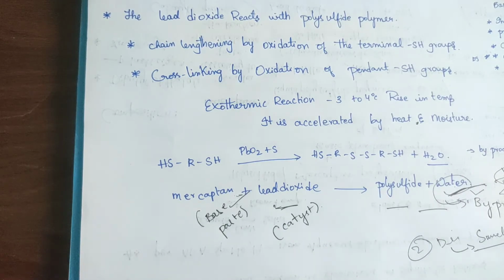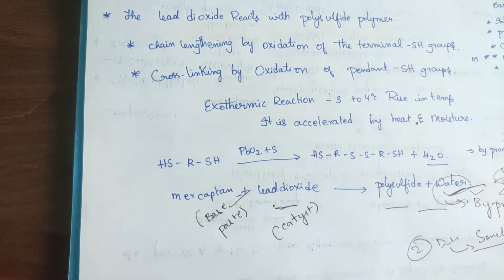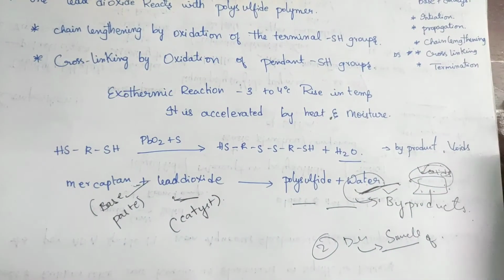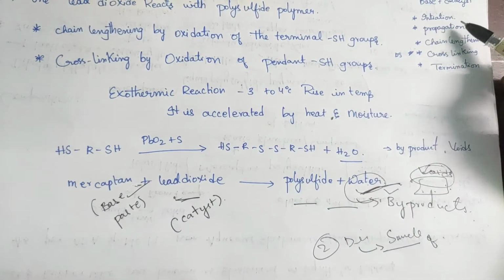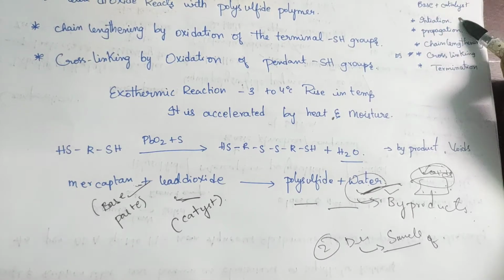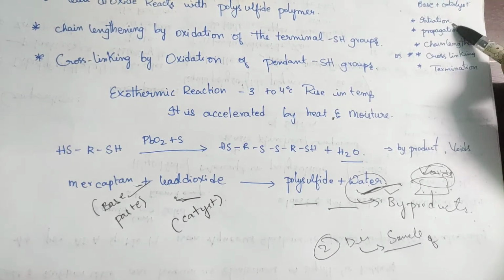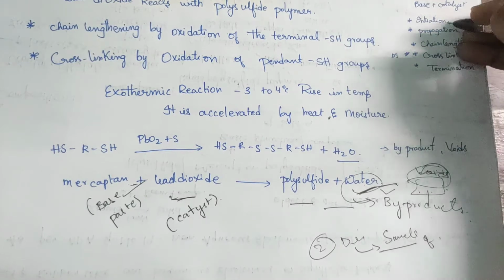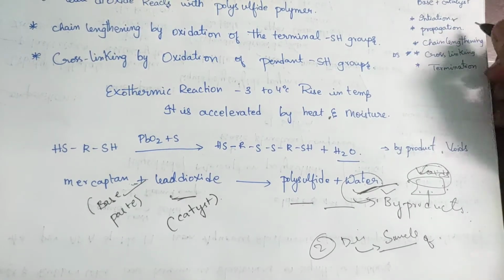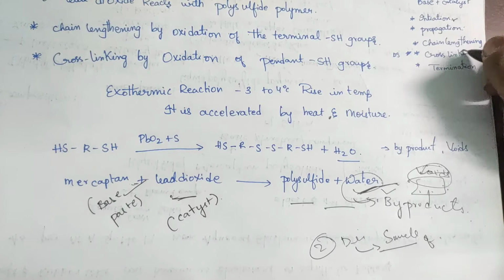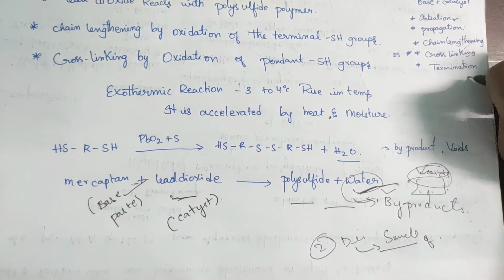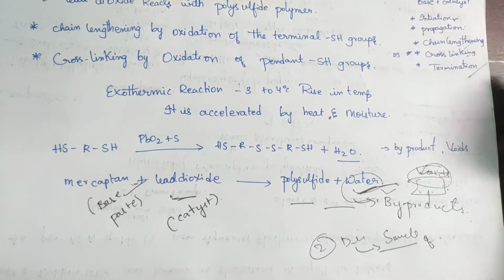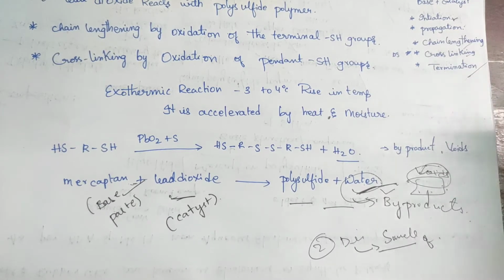So what happens in this setting reaction? They both react and polymerization happens, right? When you go previously, what is polymerization? The base paste and catalyst paste mix up, and the lead dioxide, which is present in the catalyst, initiates the reaction. So there is initiation, and in this context we can call lead dioxide an initiator. And then the chain propagates, and there is chain lengthening, and there is cross linking, and there is the termination of polymerization, right? So these are the steps of polymerization.